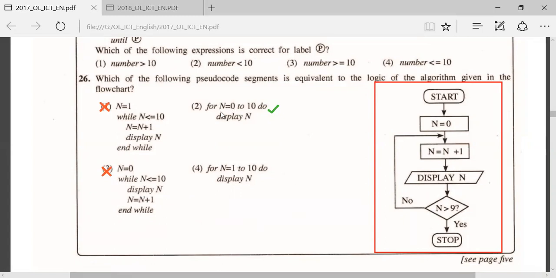But we already studied in the class, the initial value will be displayed. That's why the second one is wrong. Right answer is the fourth one. So 1 to 10 display n means it will display 1 to 10. Right? We already wrote the for loop program in our exercise book. You can refer to it, right, if you want.